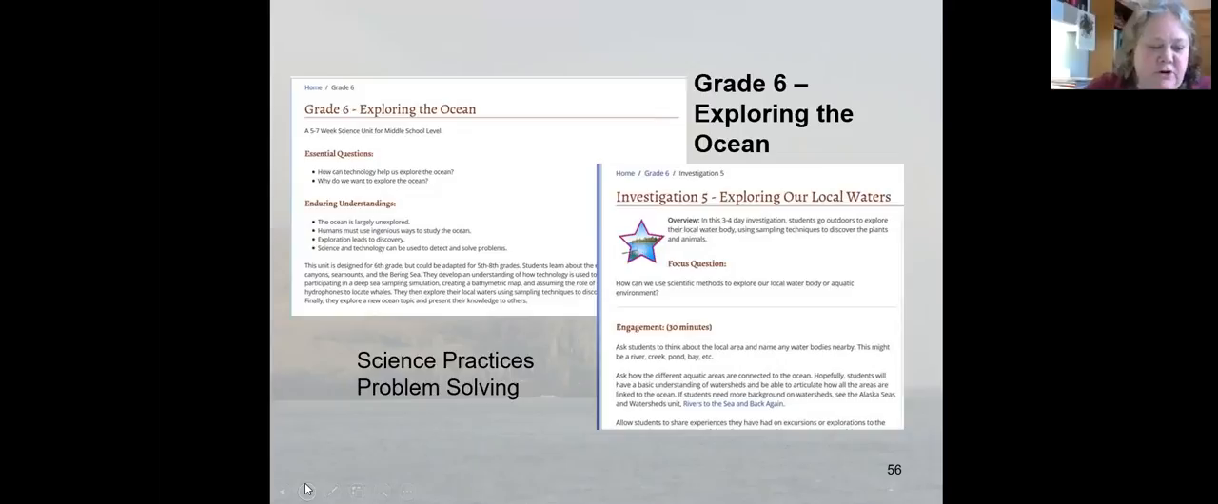And again, exploring your local waters, it's working with students to understand some of the scientific processes that have to go on in order to solve a problem.